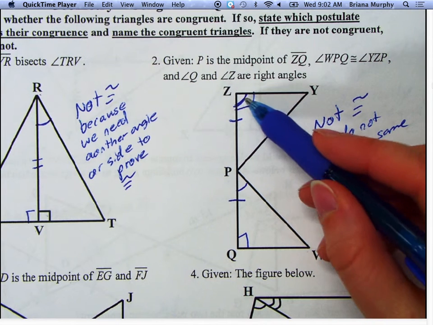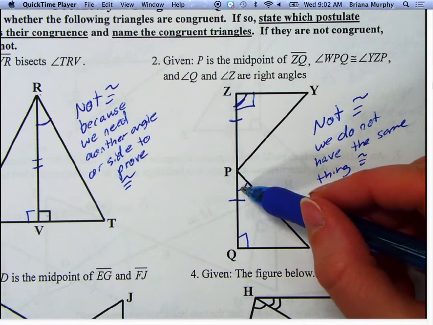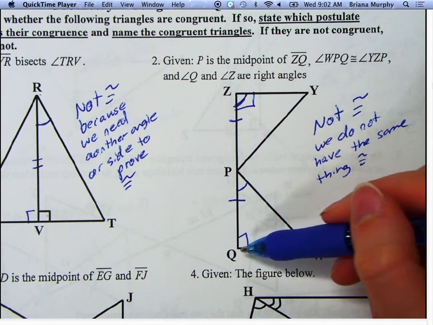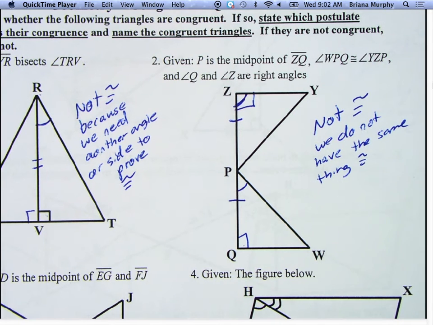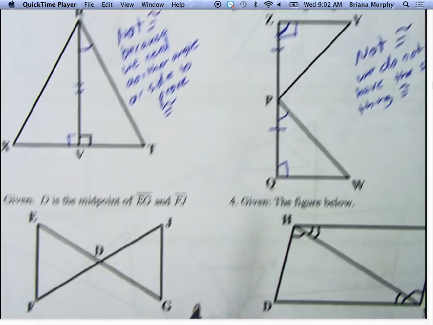So this angle and this angle are congruent, and these are right angles. So it doesn't have corresponding angles that are congruent. They're not in the same spots. Okay, number 3.